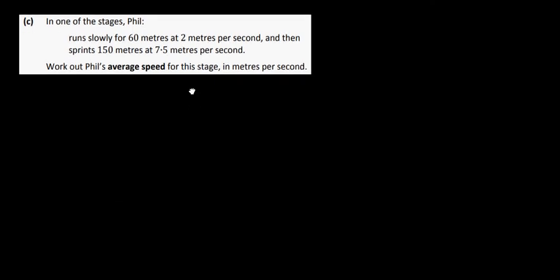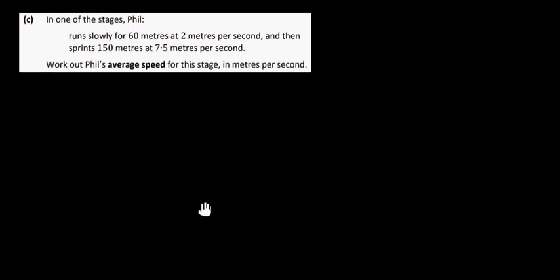Okay, let's have a look at part C. In one of the stages, Phil runs slowly for 60 meters at 2 meters per second and then sprints 150 meters at 7.5 meters per second. Work out Phil's average speed. Okay, so let's just have a look at this.